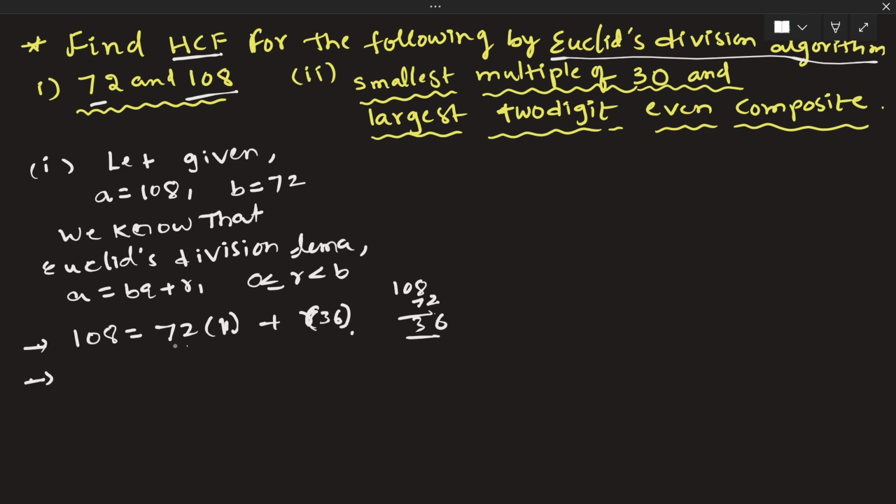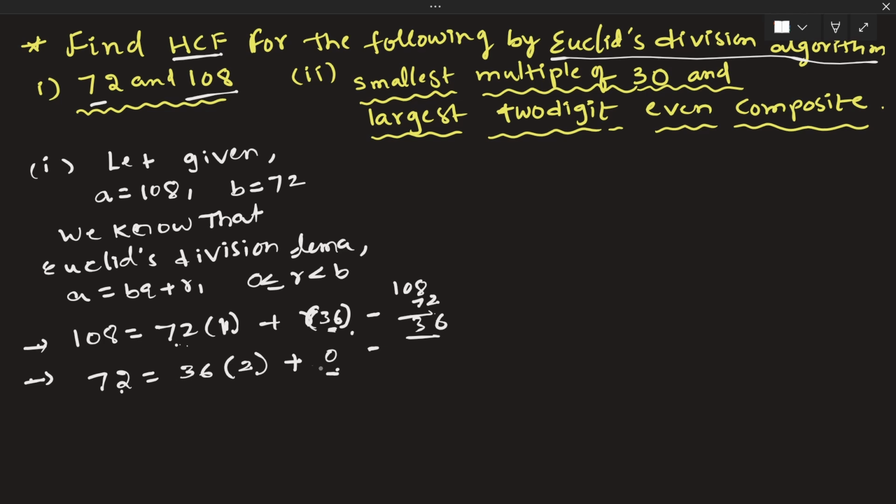So here, for the second time, the divisor becomes the dividend in the next step, and the remainder becomes the divisor, that is 36. How many times? 36 times 2 is 72. Then what is the remainder? The remainder is 0. So this division procedure must be followed for as many steps as required, until we get the remainder value equal to 0.